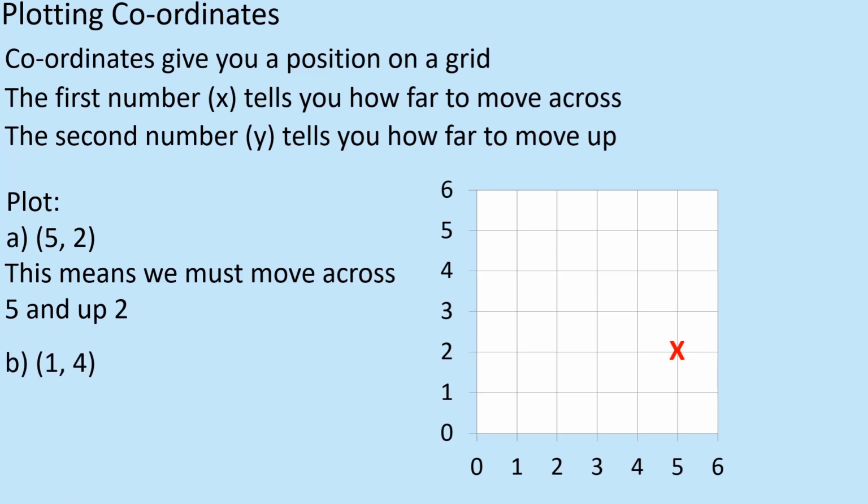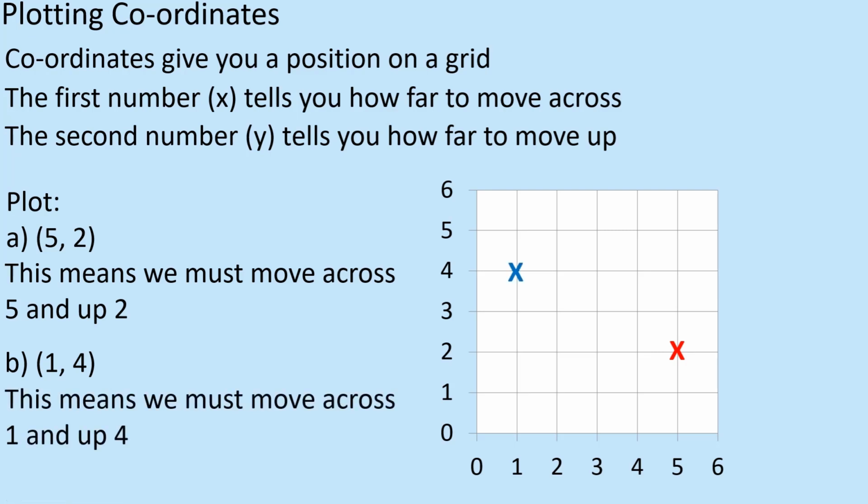(1, 4), same process. Along the corridor 1, and up the stairs 4, so it's going to be where my cursor is now, and there you go. Really easy stuff, no problem at all. So we might as well move on to reading coordinates when we're talking about all four quadrants.